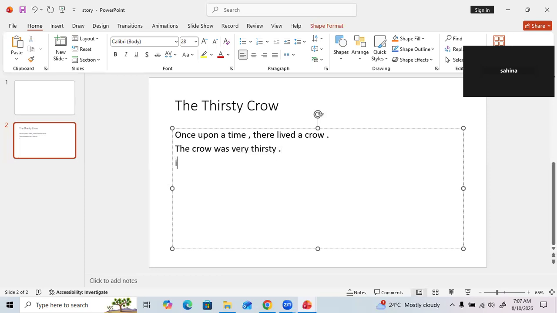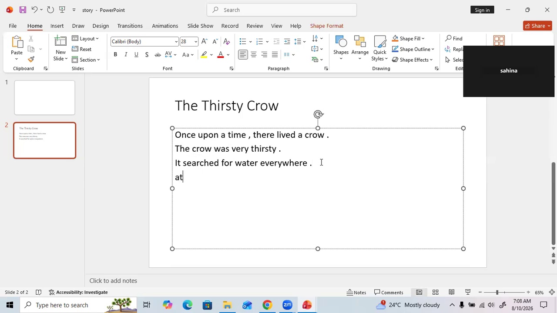Then it searched for water everywhere. Now, as you can see again, we are following subject, verb, and rest everything will be my object. In the same sequence, we need to proceed. And always do remember one thing, while writing the story, you have to use V2, the second form of the verb. Lived, was, searched, right?